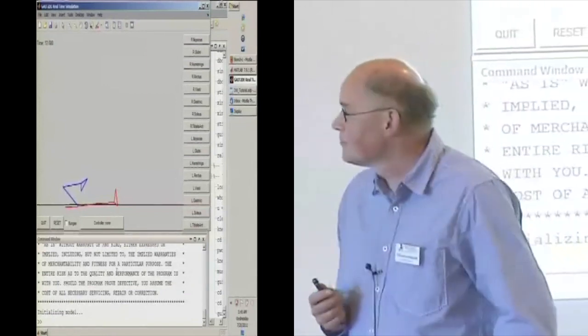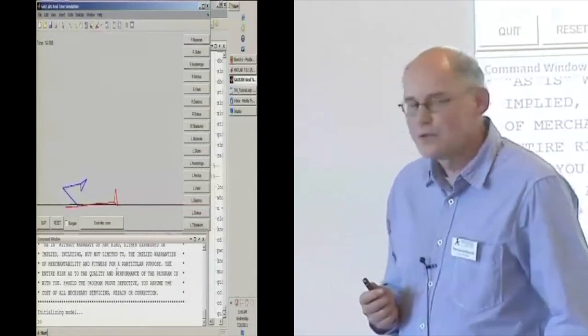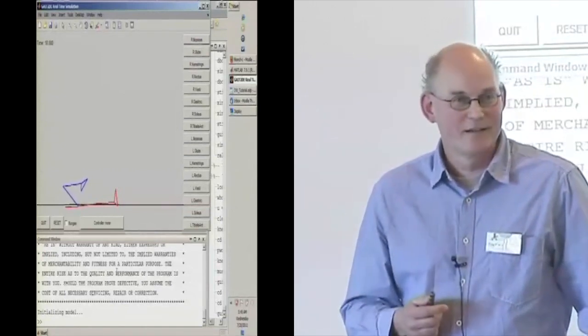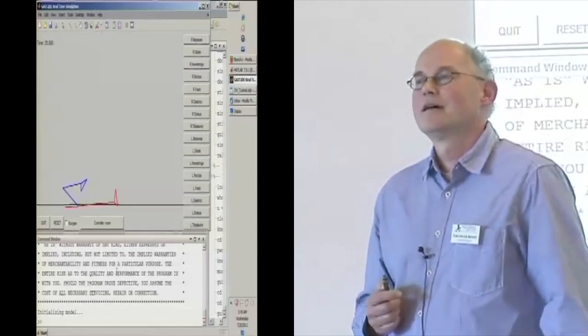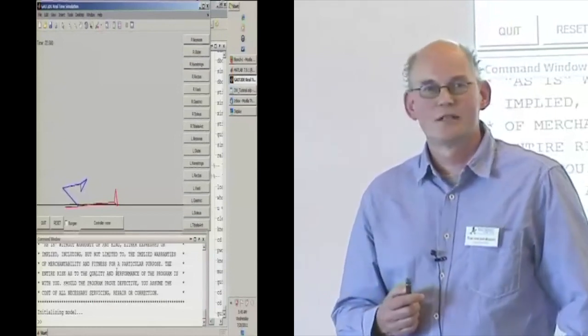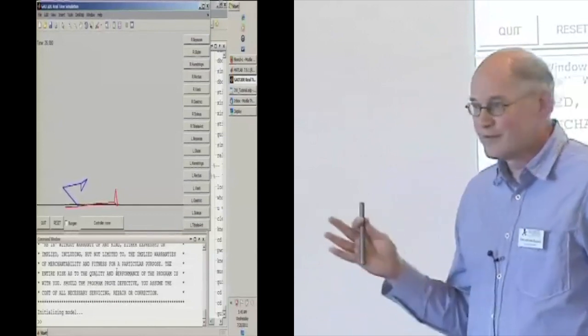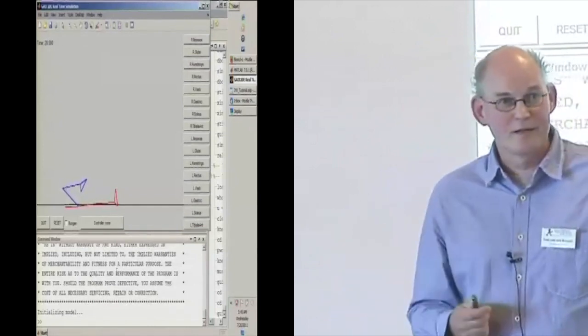This uses ODE15s in MATLAB, so it's an implicit integrator. I think it's a backward differentiation formula. Yeah. And that turned out to be the fastest one for this model because of the numerical stiffness.